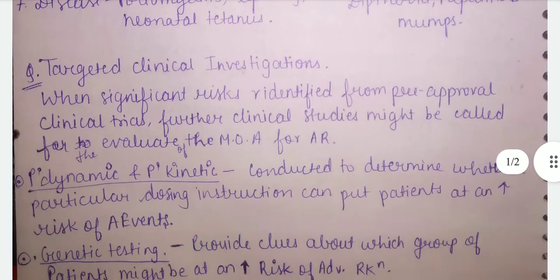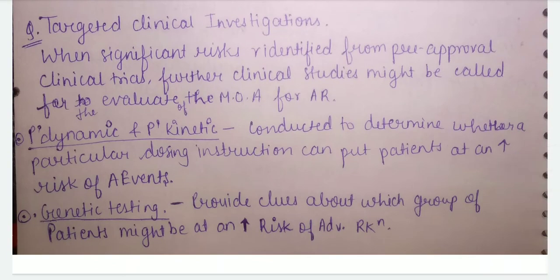Targeted clinical investigation: when significant risks are identified from pre-approval clinical trials, further clinical studies might be called to evaluate the mechanism of action for the adverse reaction. The first is pharmacodynamic and pharmacokinetic studies. It is conducted to determine whether a particular dosing instruction can put patients at an increased risk of adverse events.